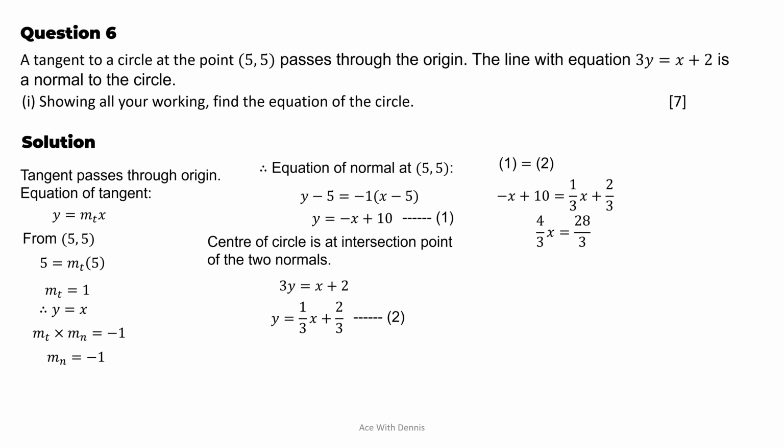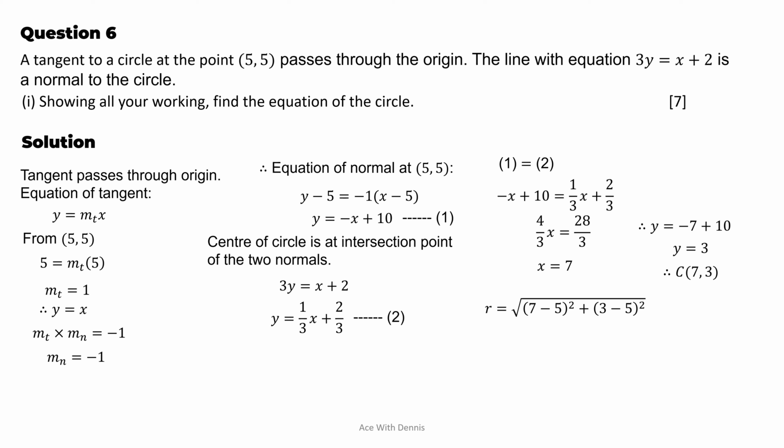So we get 4/3 x = 28/3, and the answer for x is 7. Therefore, we find the value of y, which is −7 + 10, and it is 3. So the coordinates of the center are (7, 3).